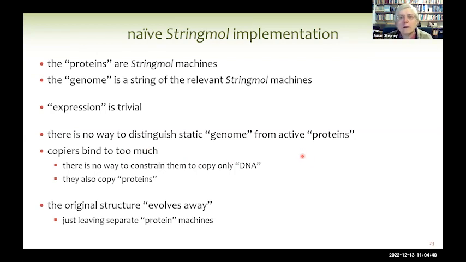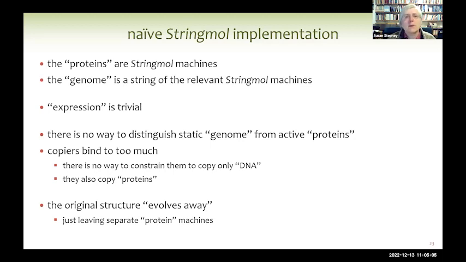It's a bit like an RNA world system here. Copiers bind too much. There's no way to constrain them to copy only the DNA, only the genome. They copy the proteins as well. And because they're copying the proteins as well, there's no need for the genome, and the original structure just evolves away, just leaving the protein machines. So that's not terribly exciting.